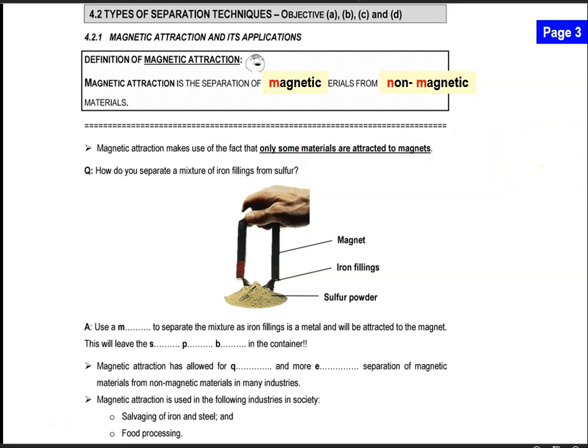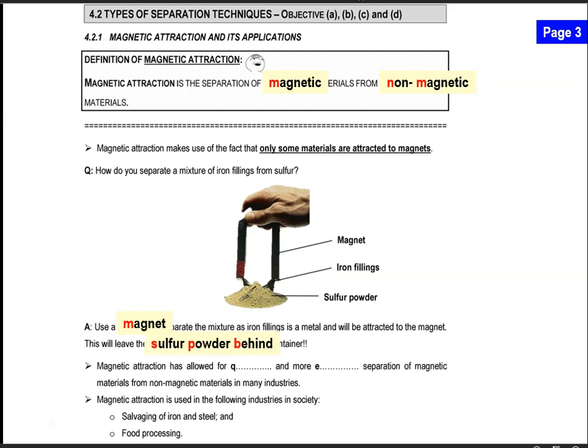Okay, so now let's move on. So how do we separate a mixture? We'll basically use a magnet to separate the mixture. So please fill in the blank there. And can you tell me what do you think this will leave behind? The first helping word is given to you. Yes, you are correct. It will leave behind the sulfur powder.